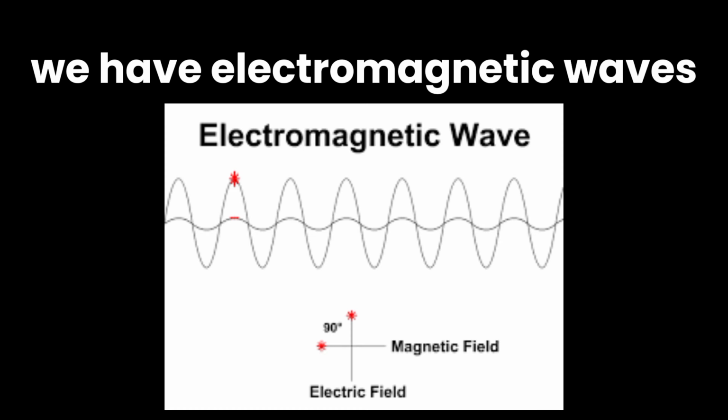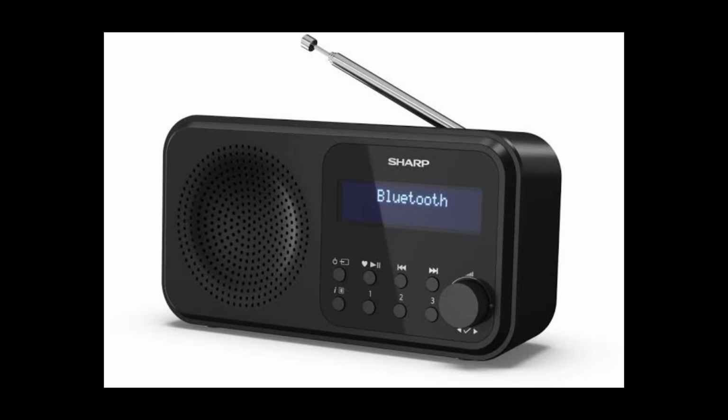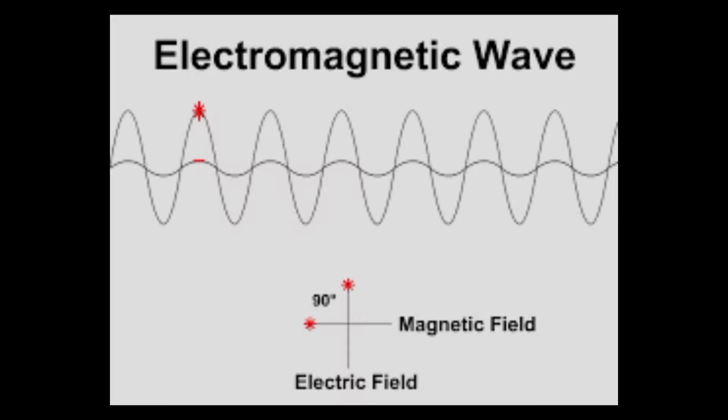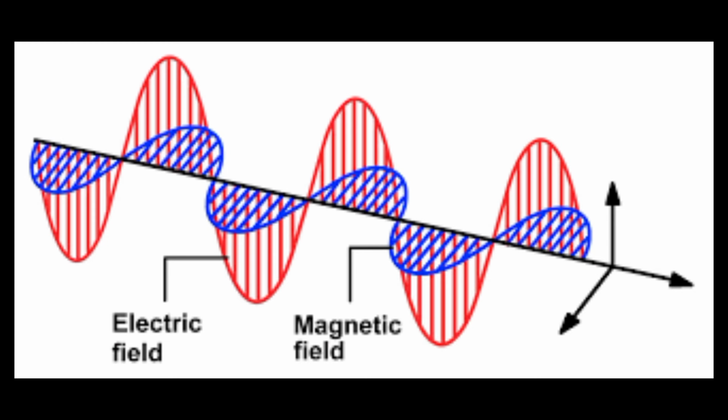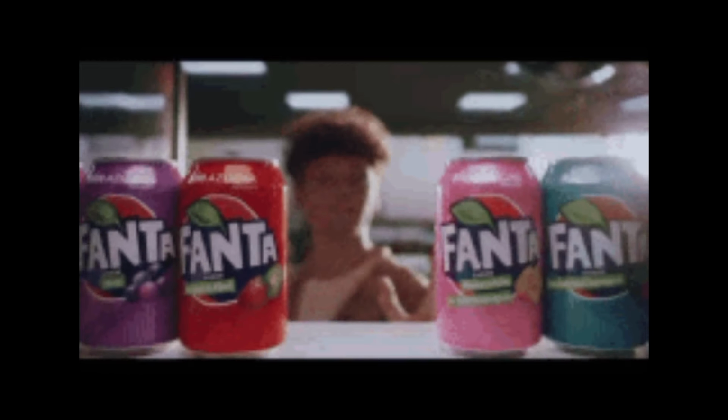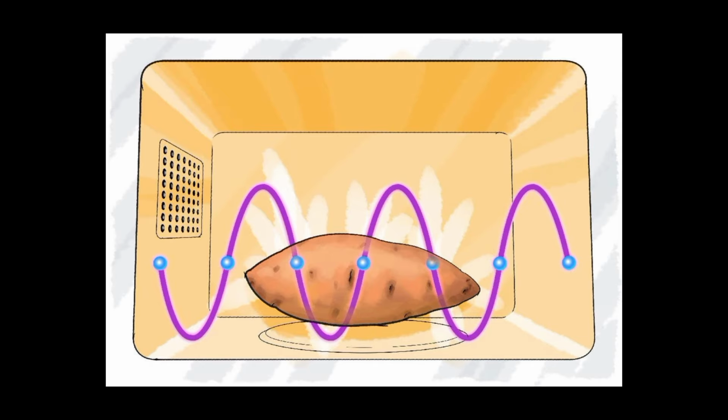Therefore, we have electromagnetic waves. These are waves of energy that travel through space. They're the reason you can listen to music on the radio, watch TV, and even use your microwave. Without electromagnetic waves, you'd be stuck reading books for entertainment. Yikes! Electromagnetic waves are created when electric and magnetic fields dance together. These waves come in different flavors like radio waves, microwaves, and even light waves. So, next time you zap a burrito in the microwave, thank electromagnetism.